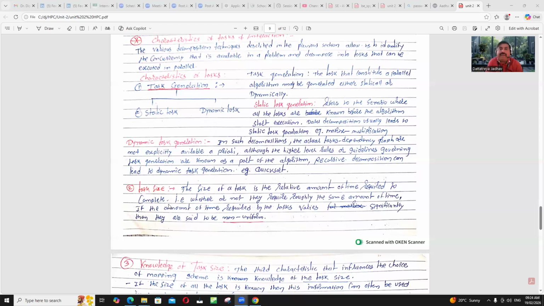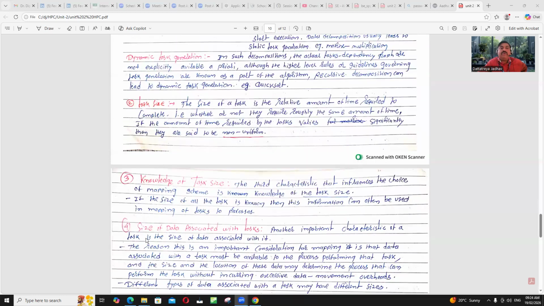So the time period of execution is different, meaning the size of the tasks will be different. So they are non-uniform. The size of a task is nothing but the amount of time required to complete that task. Next is knowledge of task size. What parameter will be considered in knowledge of size?